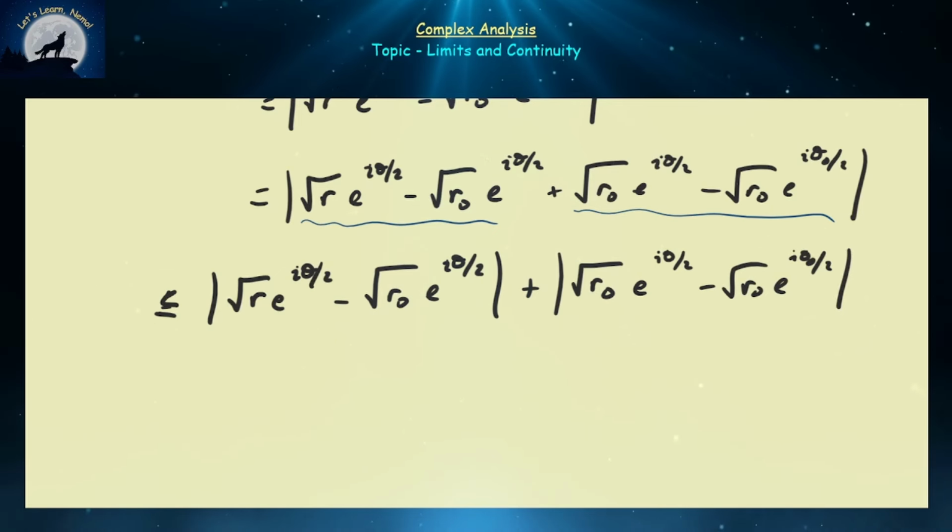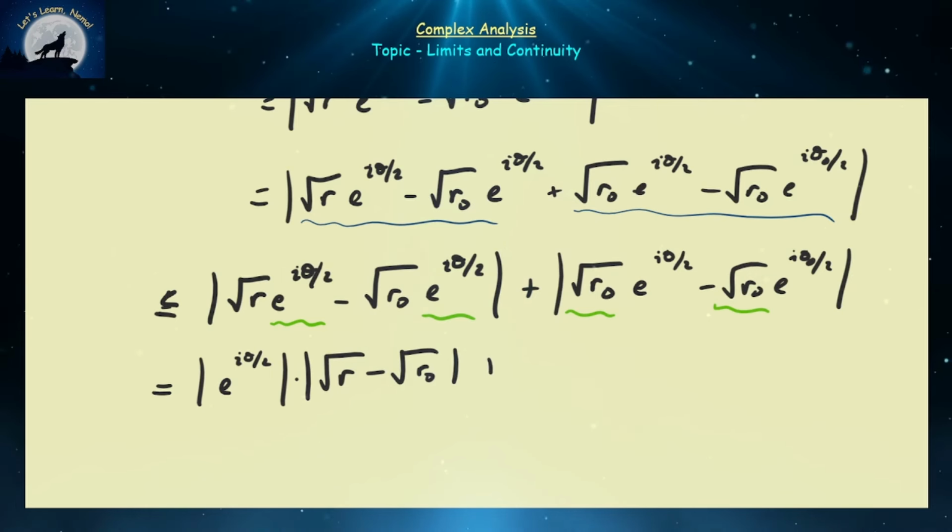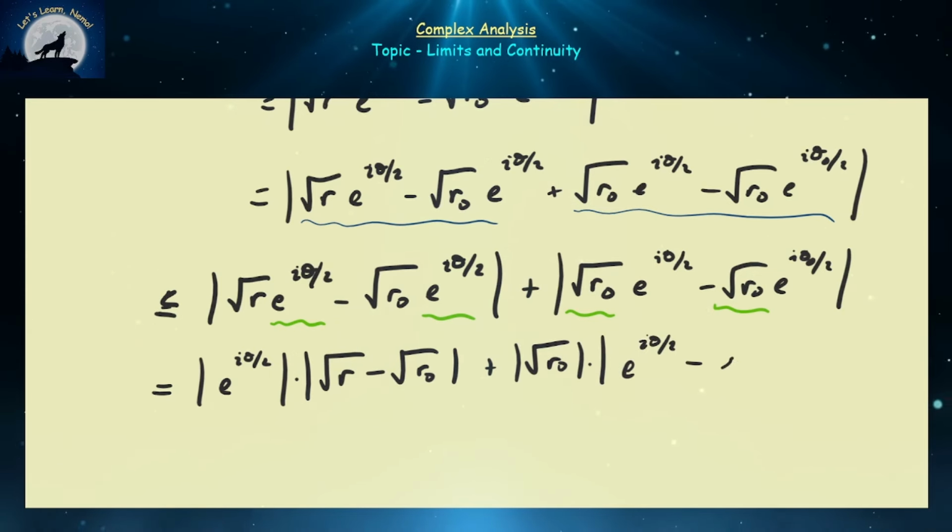So what do we have in common with the first term? Well, we have an e to the i theta over 2 in common for the first term, and we have a square root of r naught in common with the second term. So let's just factor out those and see if anything happens magically with that. So this will be equal to the absolute value of e to the i theta over 2 times the absolute value of the square root of r minus the square root of r naught. And over here we're going to have the absolute value of the square root of r naught times the absolute value of e to the i theta over 2 minus e to the i theta naught over 2.